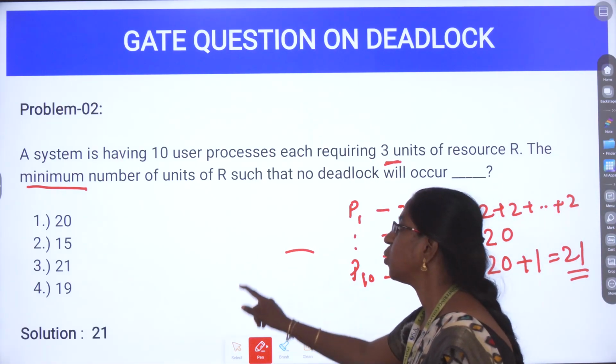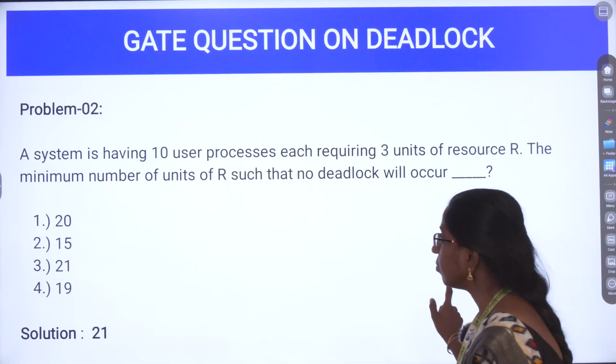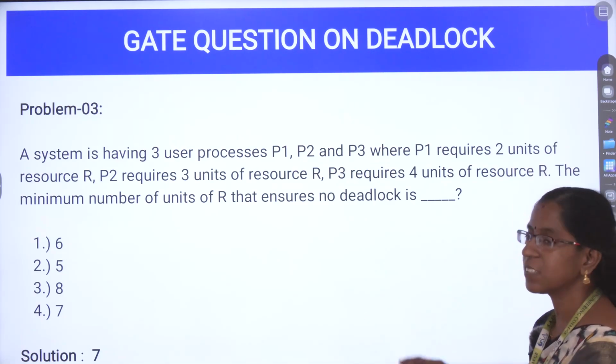Okay, so next we are moving to the third question, same pattern.